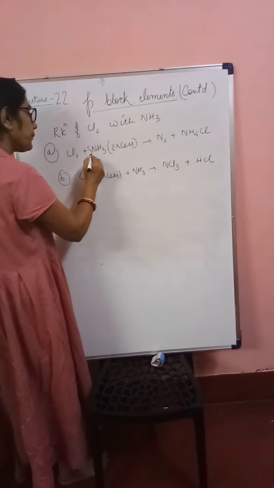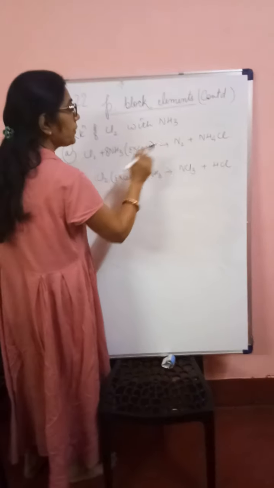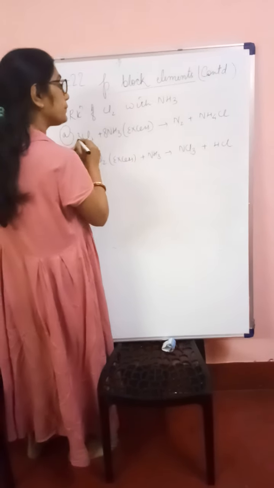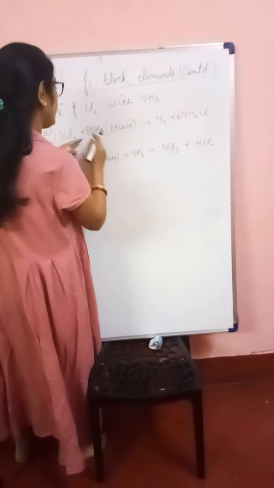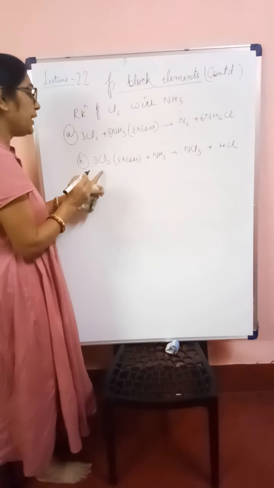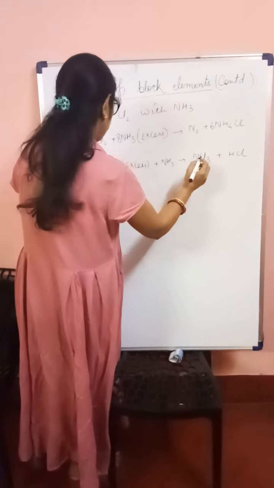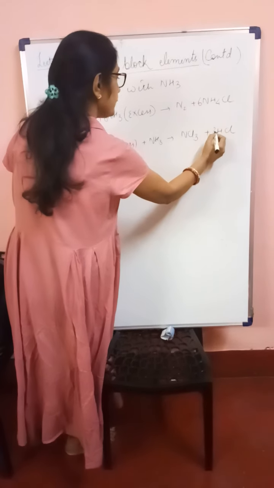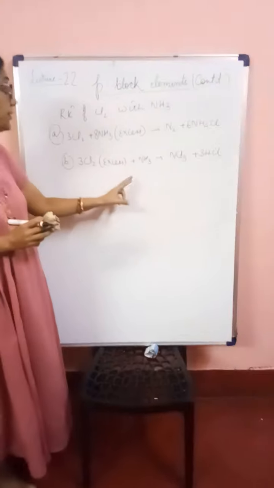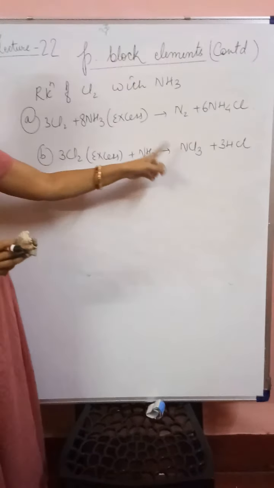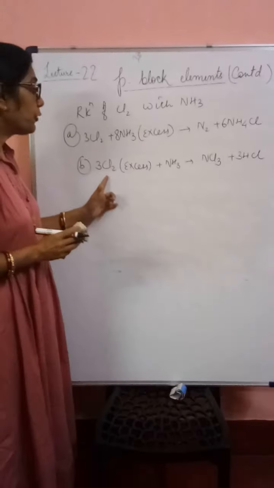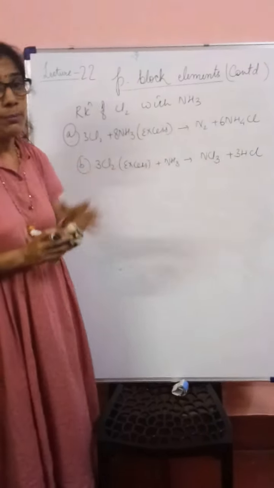So here ammonia is in excess, and here chlorine is in excess. This reaction is very important because the products are different. When ammonia is in excess, you get N2 plus NH4Cl. When chlorine is in excess, NCl3 plus HCl.